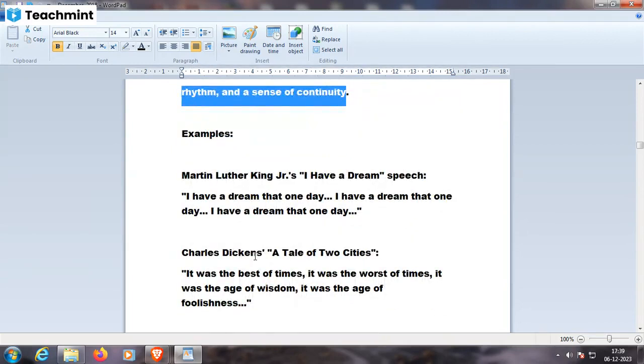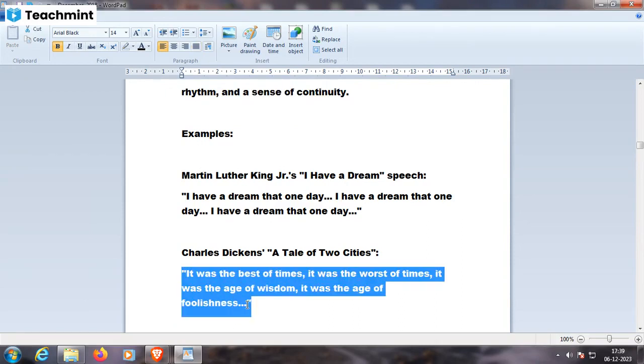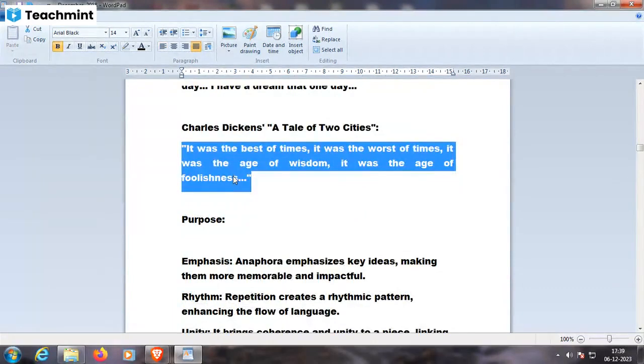Charles Dickens' famous novel, A Tale of Two Cities: it was the best of times, it was the worst of times, it was the age of wisdom. The Tale of Two Cities talks about the foolishness on the part of people who are not well aware of what they are talking about, they are themselves not aware of what they are talking.